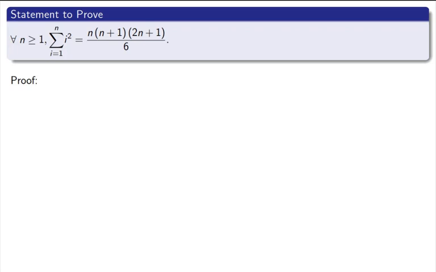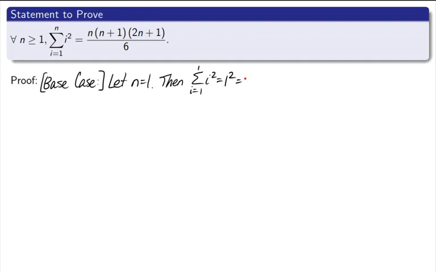For our next example, we'll do this with I squared rather than I. Let's jump right into the proof. For our base case, we will let n equal 1, and then we'll plug 1 in for n in both sides of the summation. Then the summation for I equals 1 to 1 of I squared, again that just means plug in 1 for I, and I get 1 on the left. And on the right, I plug in 1 for n, and this turns out to also be 1.